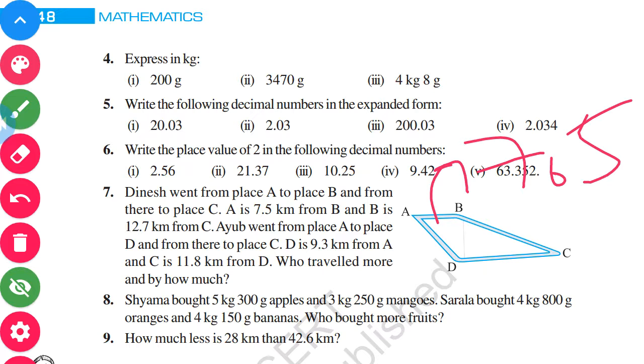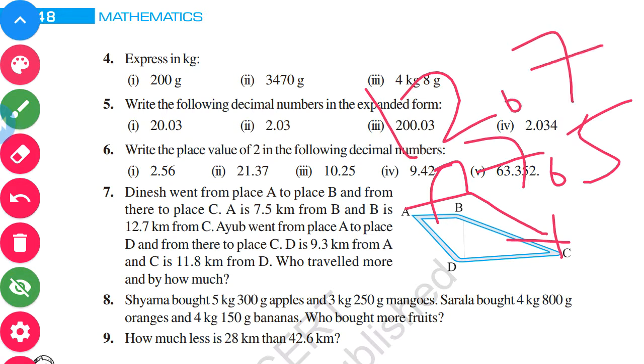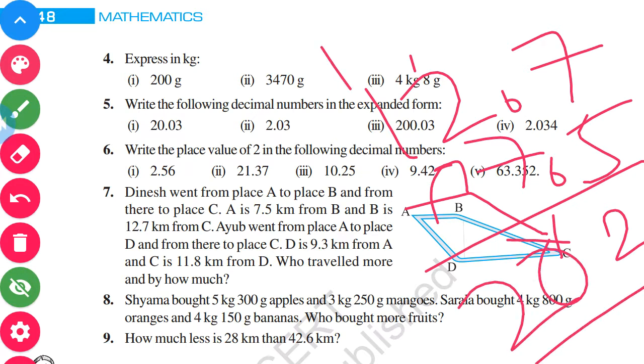See, Dinesh went from place A to place B and from there to C. So Dinesh has traveled only this much, that is AB and BC. So you have to add the distances here. AB is already given as 7.5 kilometers and from B to C is also given as 12.7 kilometers. You need to add it here. If I add 7.5 and 12.7, we get 20.2 kilometers as Dinesh has traveled A to B, B to C.